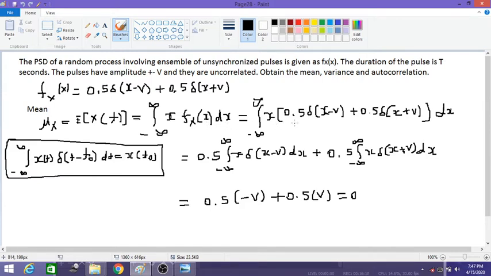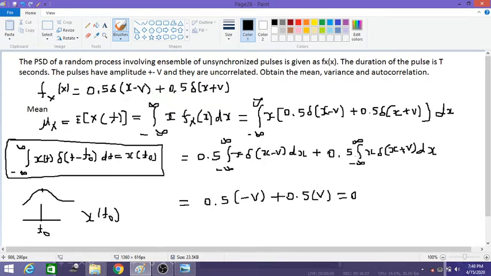So let us substitute the x and fx of x here. To integrate this term, we should know the integration property of an impulse: integrating x of t with delta of t minus t naught with respect to t, we will get x of t naught. It means we will get that pulse. If we integrate with an impulse at some t naught, ultimately we will get that instant of sample, x of t naught. The same thing is applied here.